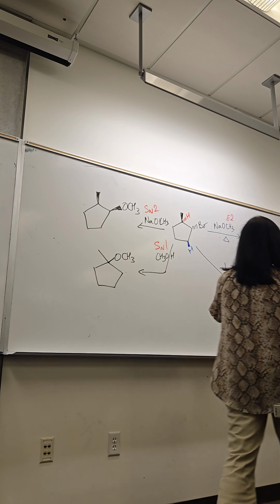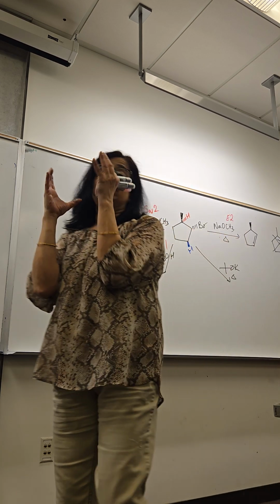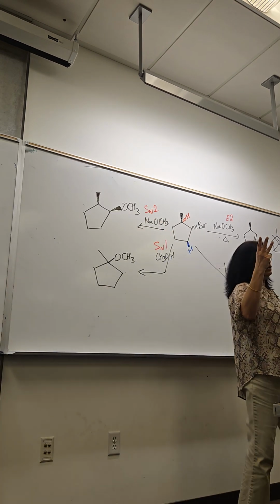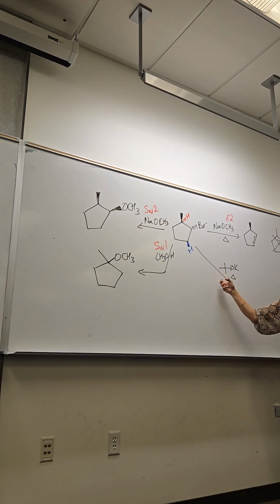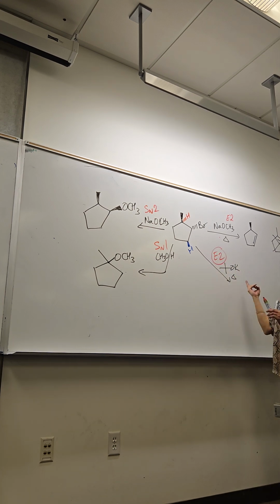What about that one? Which mechanism would that go through? E1. But is that a strong base or a weak base? It's a good bulky base. So it goes under E2. E1 is never the point of consideration. Please never focus on E1 because E1 is always kind of sort of there. Our choice is between SN1, SN2, E2. So what will this primarily do? E2.